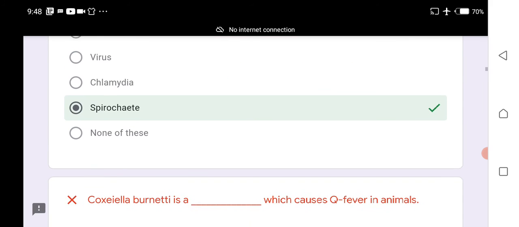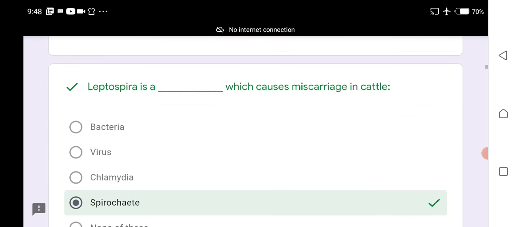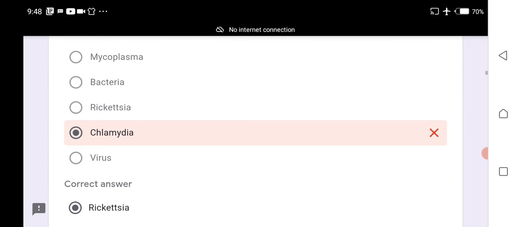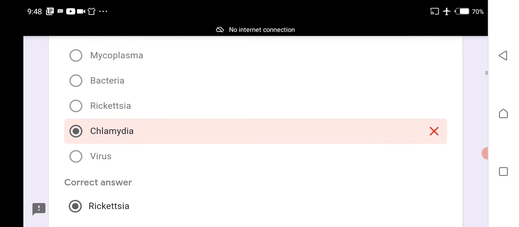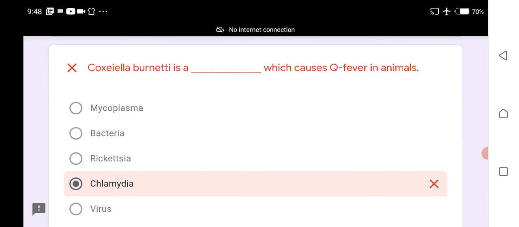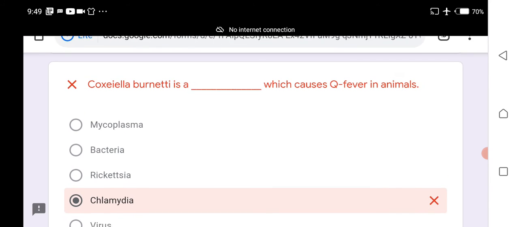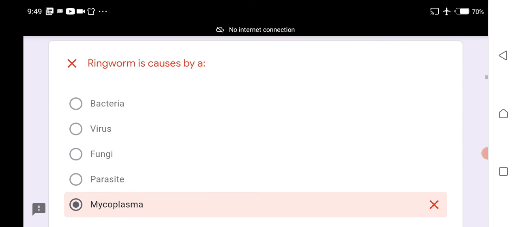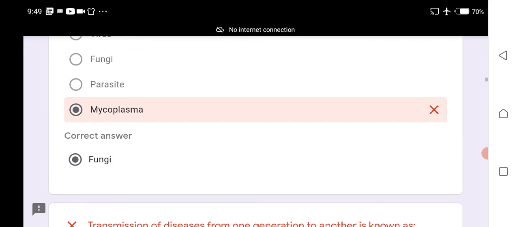Leptospira is a spirochete, a spring-like bacteria, which causes miscarriages in cattle. Coxiella burnetii is a rickettsia which causes Q fever in animals. Ringworm is caused by fungi.